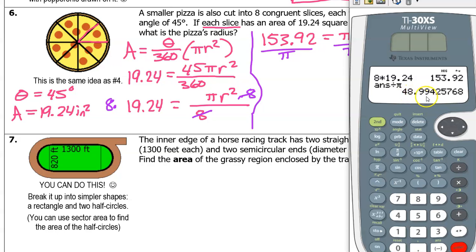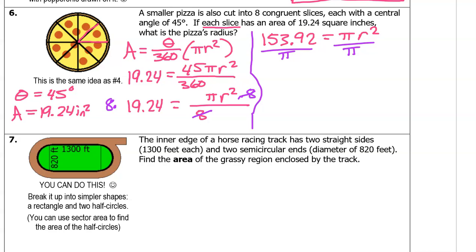So this is 48.9943. Okay, do not round this all the way down to 2 decimal places. That will give you too much error, because the final step is we need to take the square root of both sides in order to get the r by itself.